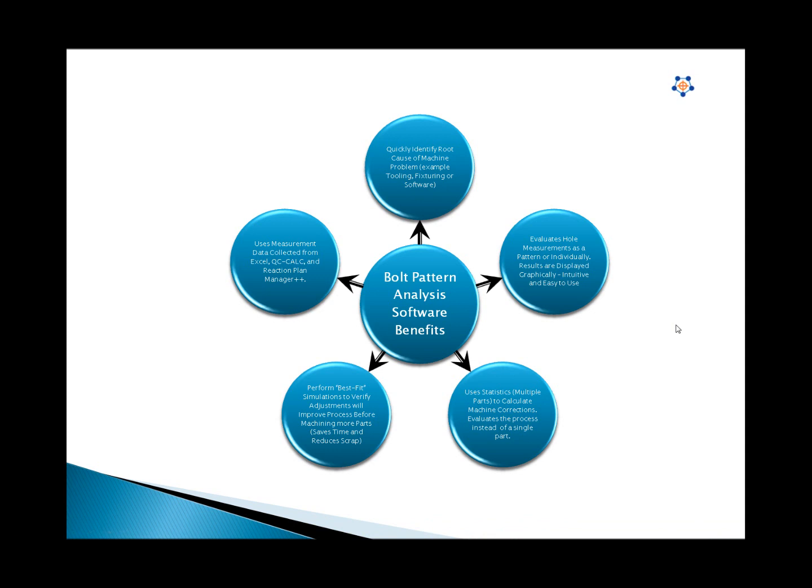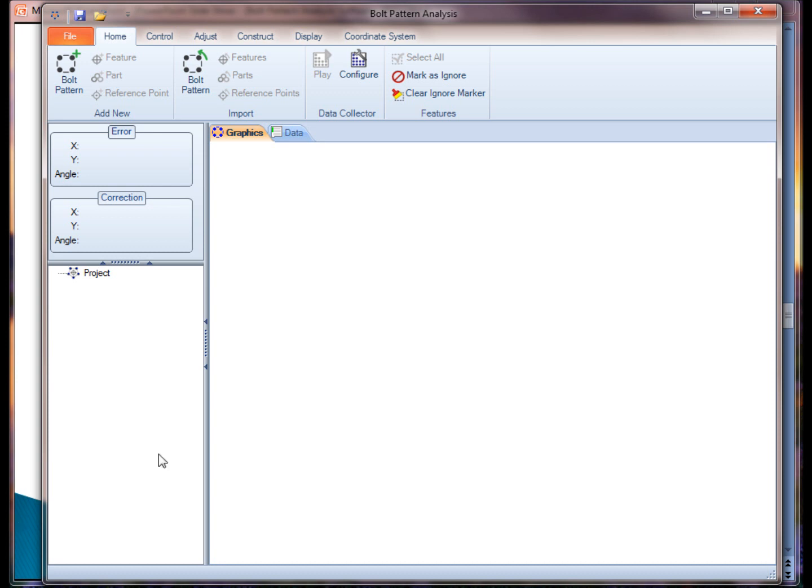The intent of this video is to teach the user how to use the software. This is the bolt pattern analysis software. When you start the program, you'll notice at the top, I've got a ribbon control, which organizes your buttons. It's very similar to Microsoft's Office way of allowing you to interact with the buttons. If you move your cursor over a button, a little helper screen will appear, which will give you information about what the button does and a little bit of help.